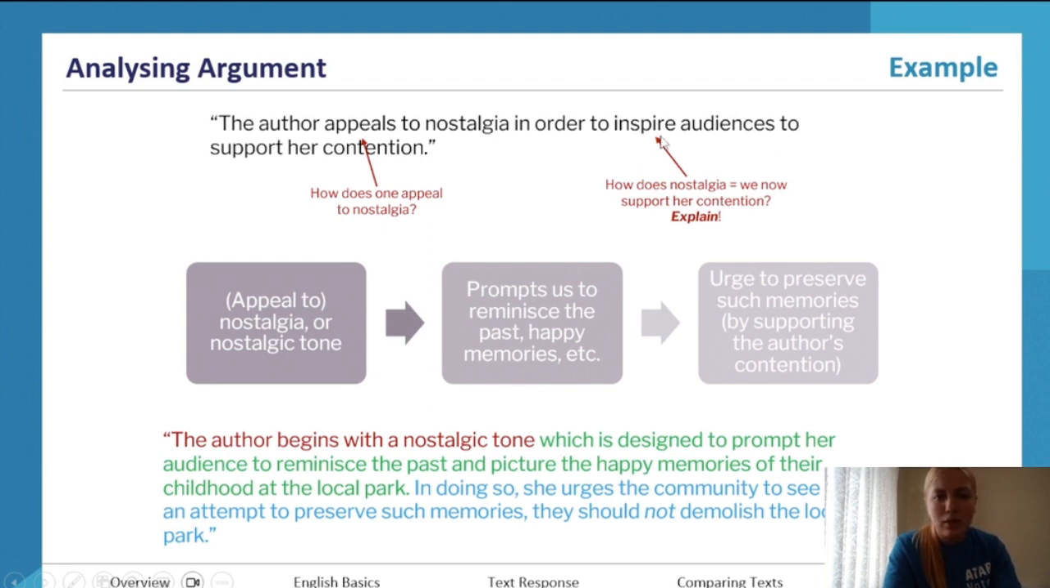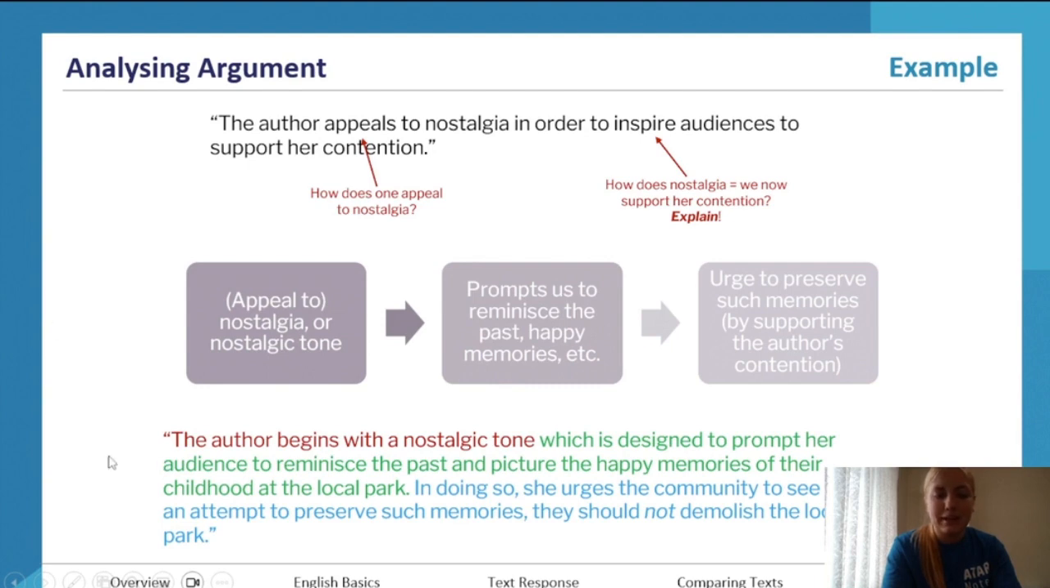What is it inspiring audiences to do? And how does nostalgia support her contention? It's not explained. We need to be specific. Never be vague in analyzing argument. You need to give specific ideas. So we could say that the appeal to nostalgia, or the nostalgic tone, is prompting us to reminisce the past happy memories that we had. This is what's inspiring us, okay? And that it's going to lead to the urge to preserve such memories by supporting the author's contention.